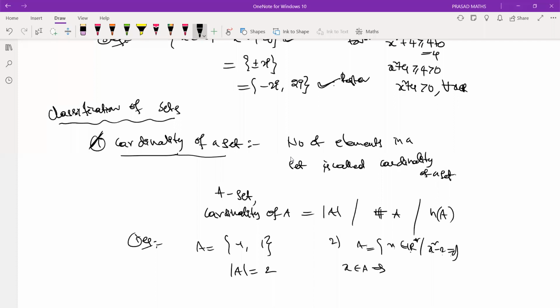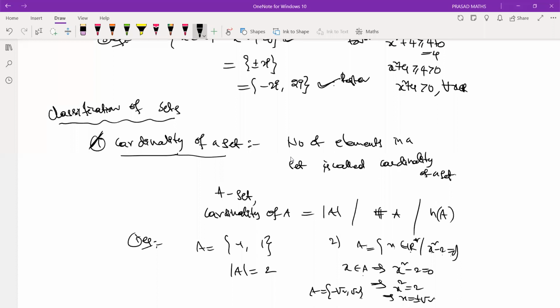If you take any element, it satisfies x square minus 2 equals 0. My set is nothing but the set of all real numbers satisfying x square minus 2 equals 0. That means any element in A is a root of the polynomial x square minus 2 equals 0. Therefore, you need to find the roots of the polynomial. The roots are x equals plus or minus root 2. Therefore, A is {minus root 2, plus root 2}.